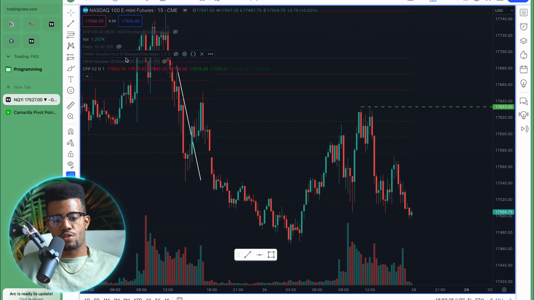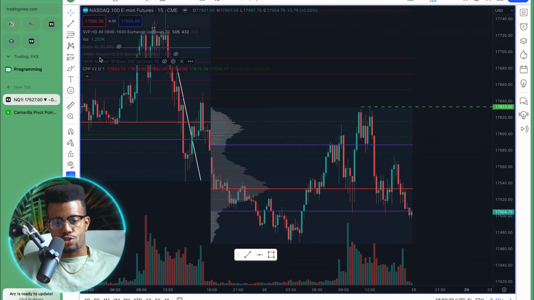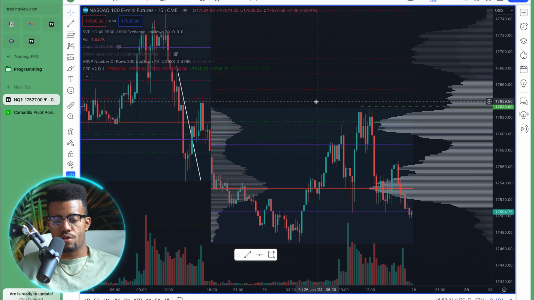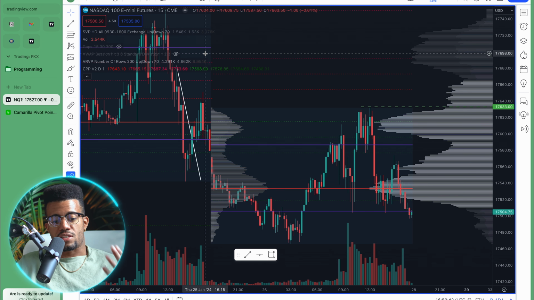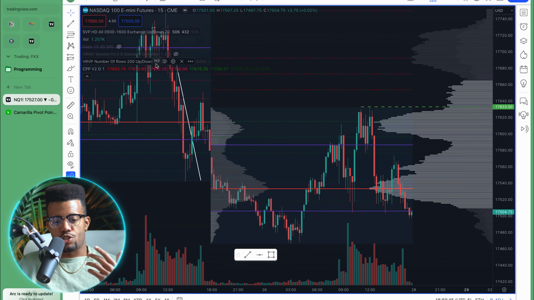Why do I do that? It's because if I have all of these indicators on one chart, like the session volume profile, and then I have the visible range volume profile, it can get really noisy. So it allows me to have 2 different charts, kind of parallel thinking, one over here, one over there. That's how I do it. You don't have to do it like that. You do it however you want.